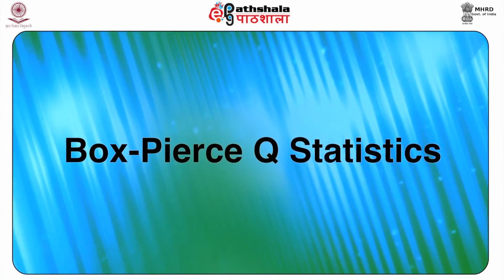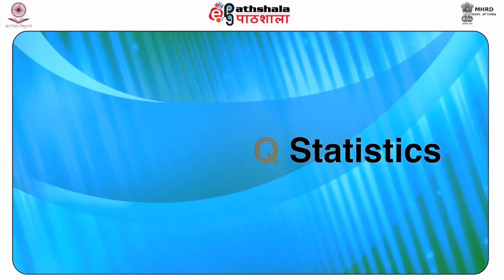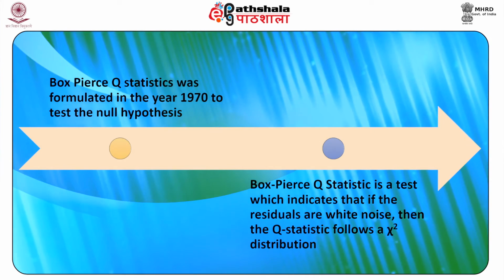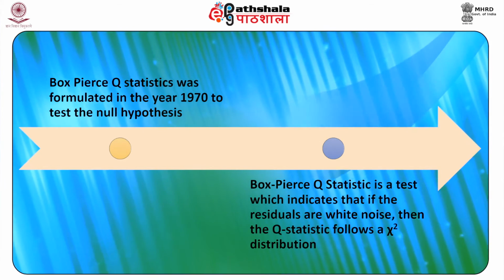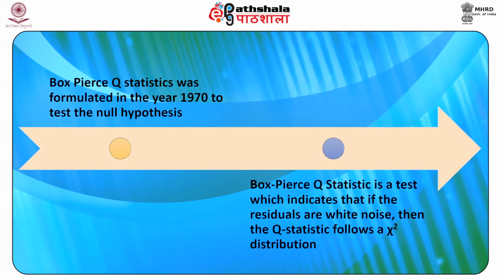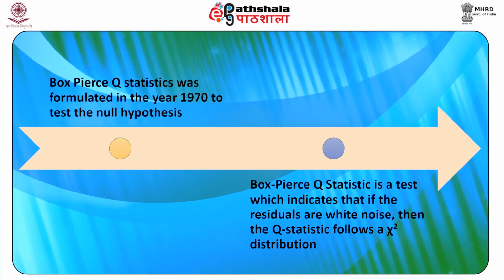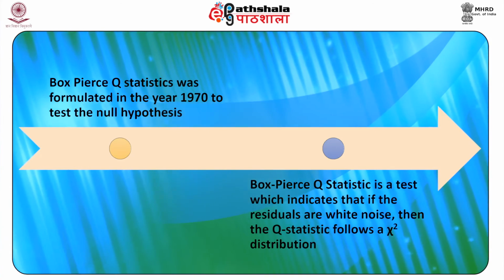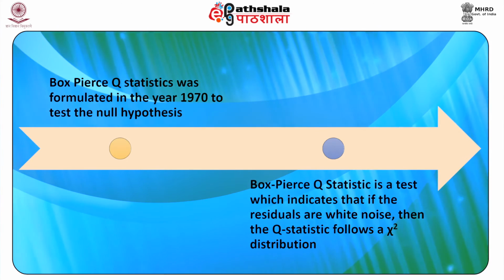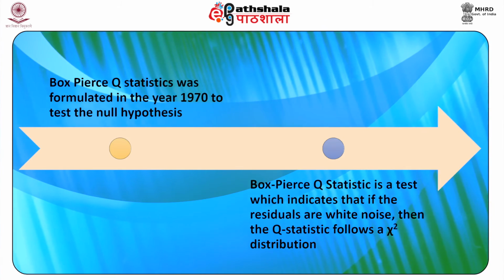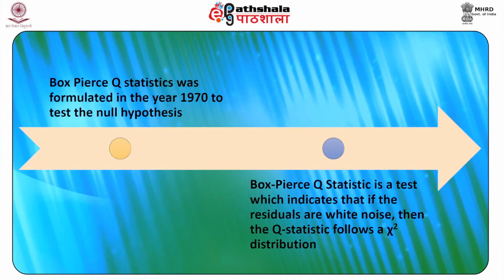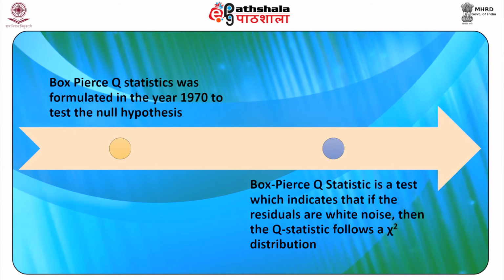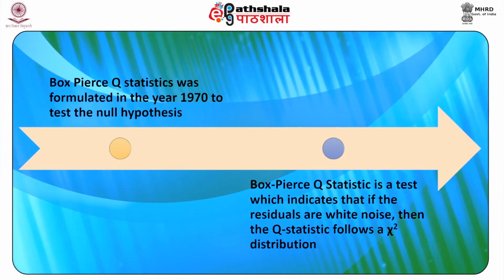Let's look at the Box-Pierce Q statistics. Box and Pierce Q statistics was formulated in the year 1970 to test the null hypothesis that the first set of k autocorrelations of a stationary time series comes out to be 0. Box-Pierce Q statistics is a test which indicates that if the residuals are white noise, then the Q statistics follows a chi-square distribution. Therefore, we can calculate the Q statistics as follows.